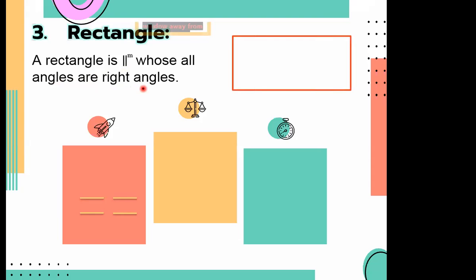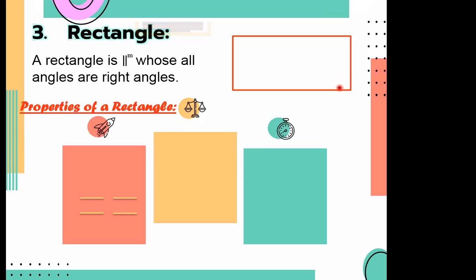Now look here. This is a rectangle. Why? Because as you can see here, these are the angles, and all the angles are right angles, so you will say that it is a rectangle. This is a parallelogram, but which kind of parallelogram? A rectangle. You have to identify the kinds of parallelogram with the help of the figure. So according to the definition, this is a rectangle because all the angles are 90 degrees.